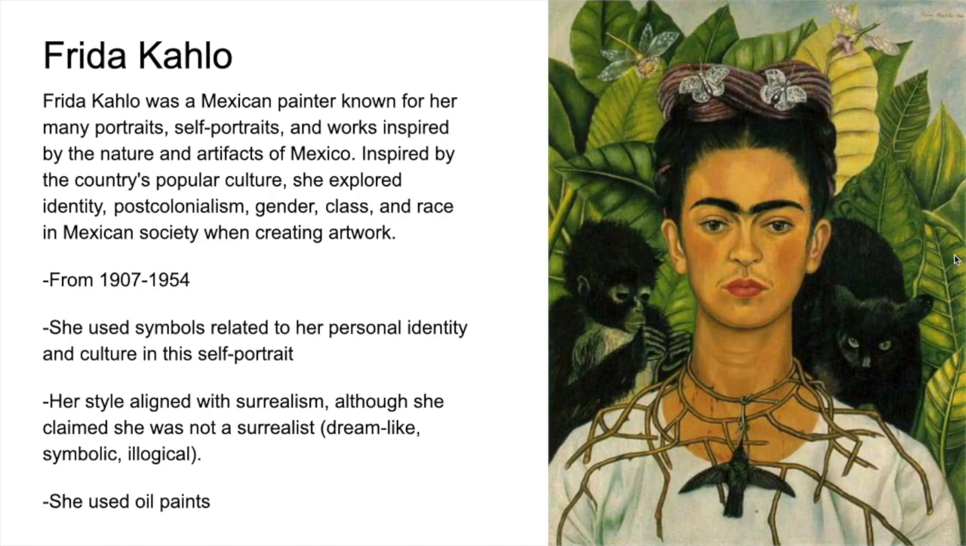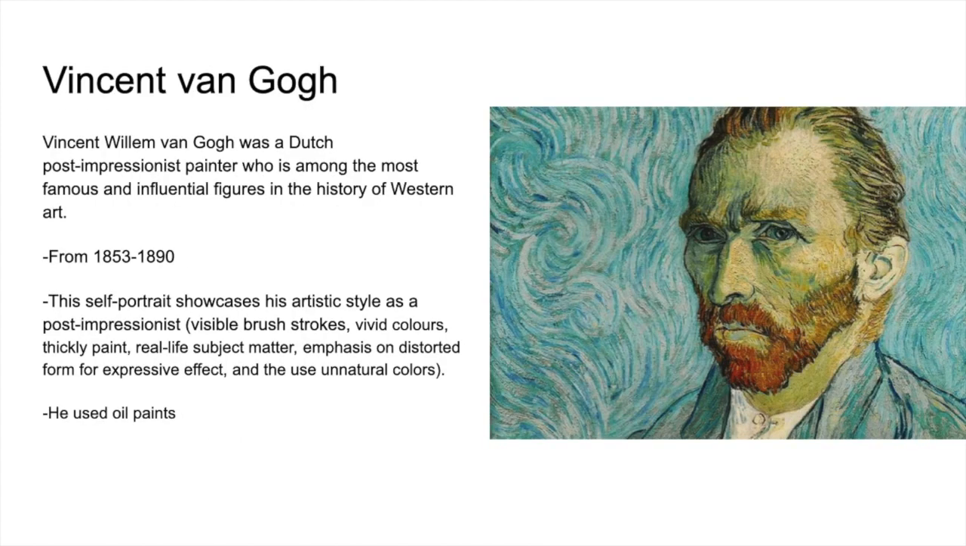She used symbols related to her personal identity and culture in this self-portrait. So you can see that there are a whole bunch of different symbols included here. This is not just a picture of just her face. Her style aligned with surrealism, which is a type of art that is very dreamlike, symbolic, and looks illogical. Her style definitely aligns with that, even though she didn't really claim to be a surrealist. She used oil paints to create this artwork as well.